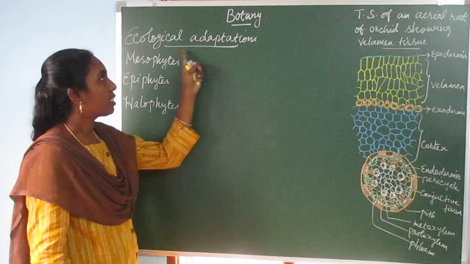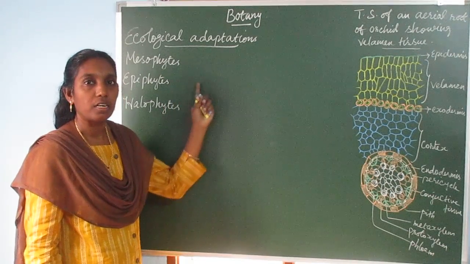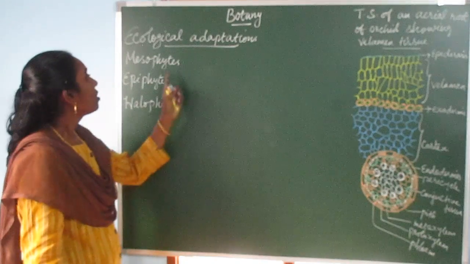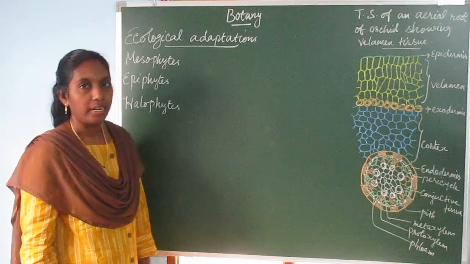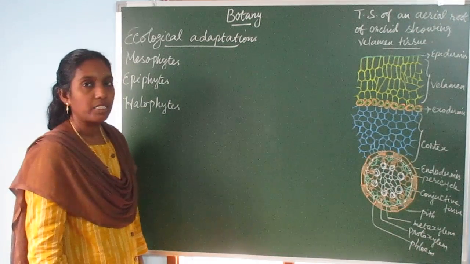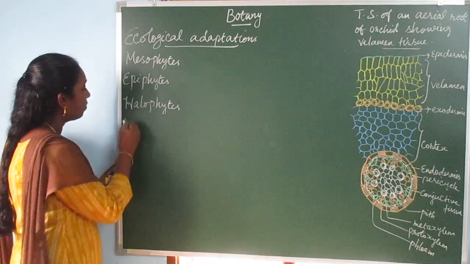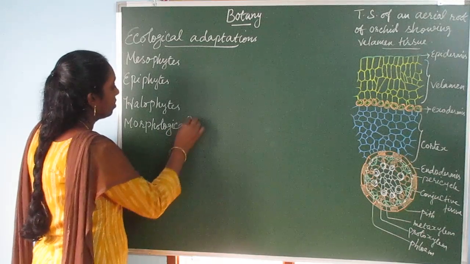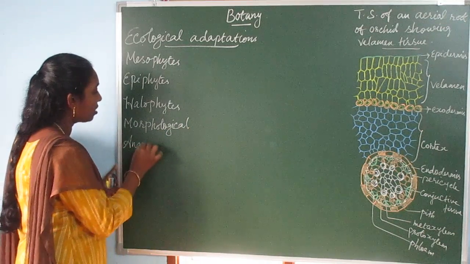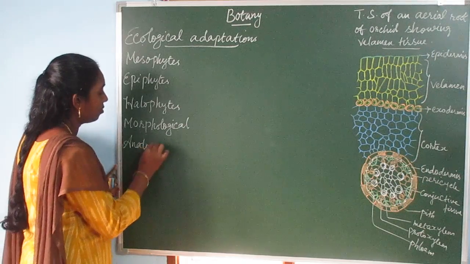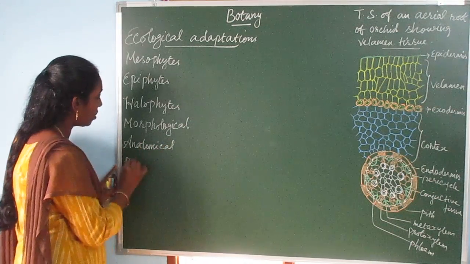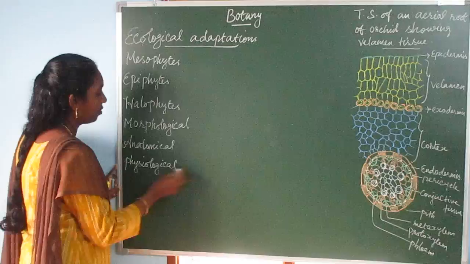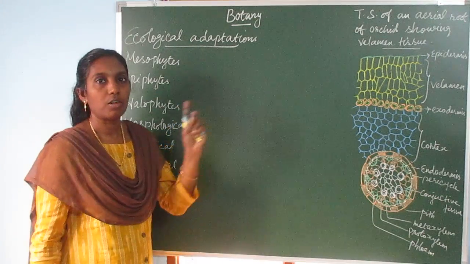What are the adaptations? Ecologically, already you know that there are different adaptations observed in several kinds of plants. So mesophytes also show various differences. The various adaptations seen are morphological adaptations, anatomical adaptations and physiological adaptations.